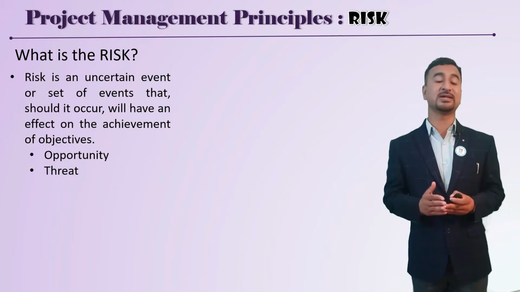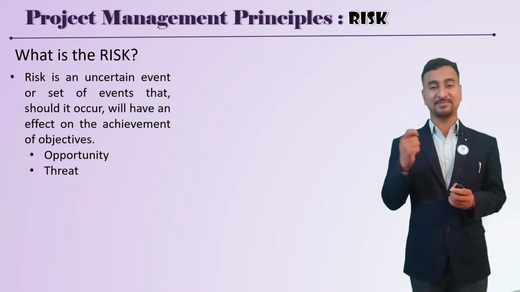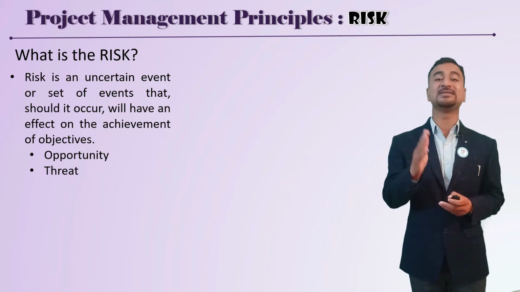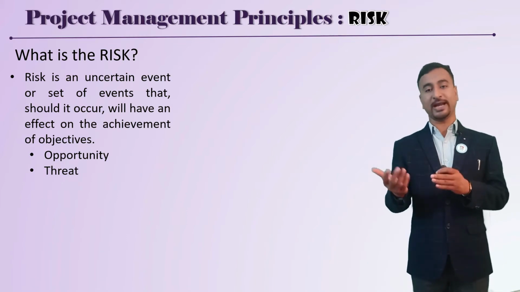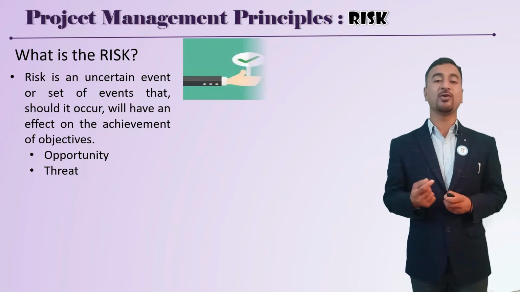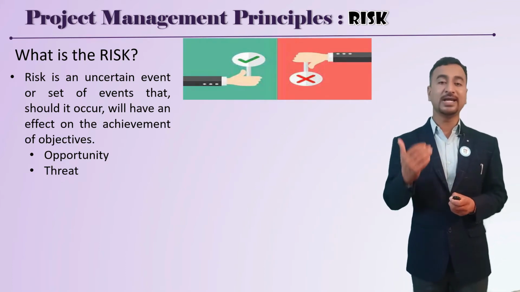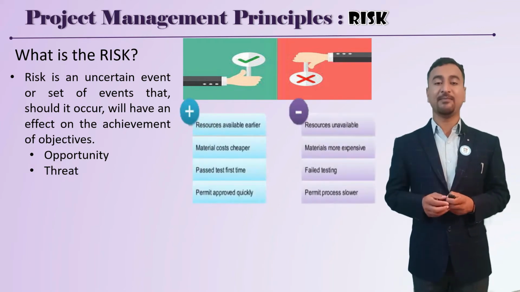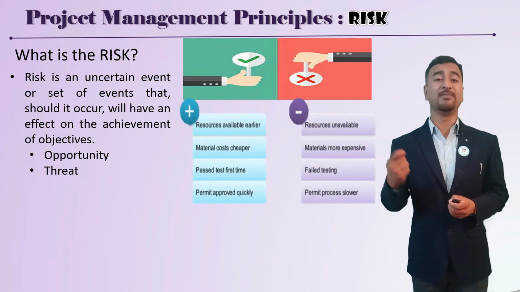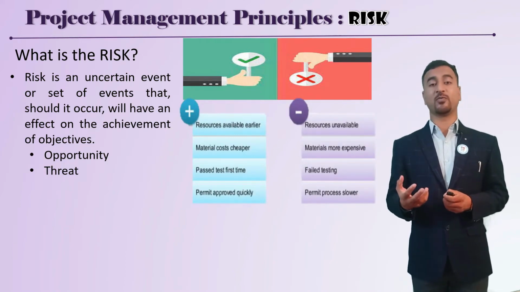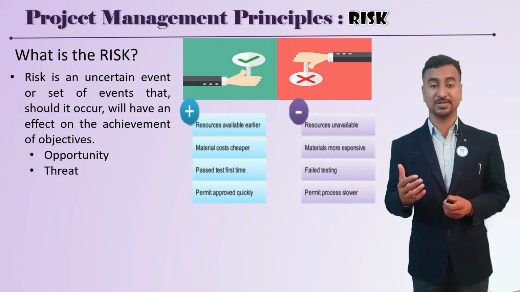Now, some people get confused. They consider risk always as a negative thing, but it is not like that. Fundamentally, as per the definition, risk is related to uncertainty. So uncertainty may be positive or negative. If it's positive, what do we call it? It's an opportunity. If it's negative, what do we call it? It's a threat. Some examples as mentioned here: if the resources are available earlier, that is a positive thing for your project. Though it's an uncertainty, it's positive, that's why it's called an opportunity.